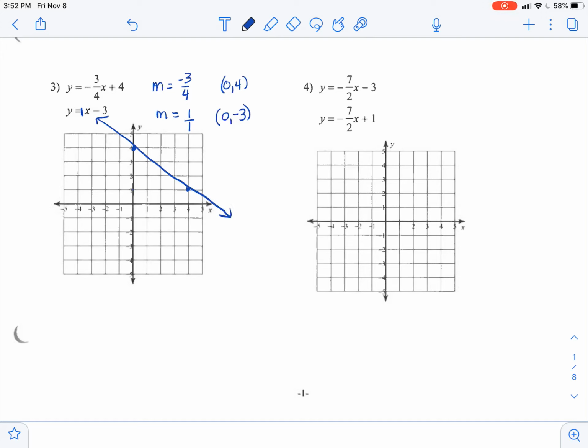The next one, I'm going to start at -3. I have a slope of 1, which would mean up 1, right 1. So that's going to look like that. Draw my line. And we can see our answer is at (4, 1).